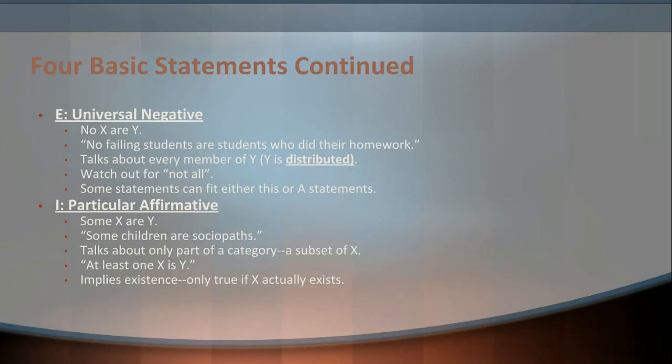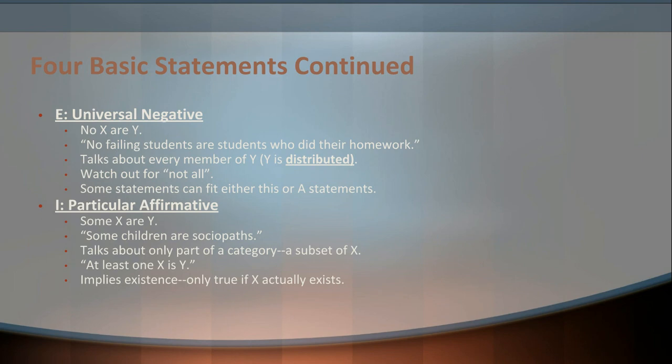And it usually looks something like no failing students are students who did their homework. No dogs are creatures that breathe fire. No computers are error proof devices, or whatever other things you might want to say. And remember, these can be true statements, they can be false statements, stuff we evaluate later. So, E statements, universal negatives, talk about every member of both of the categories.